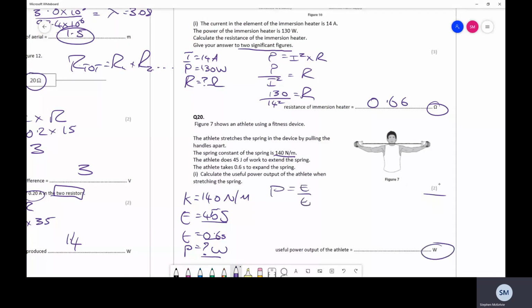If this was a 4-mark question, they might ask you to work out the amount of energy that has been used by my athlete, but it's not. It's nice and simple. So we'll just say power is equal to 45 divided by 0.6 seconds, giving me 75 watts.